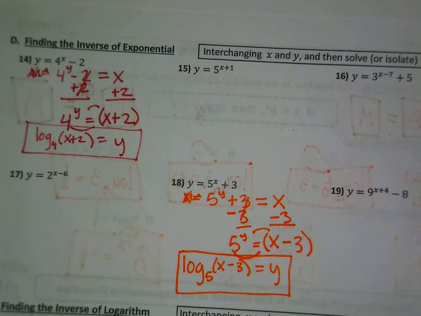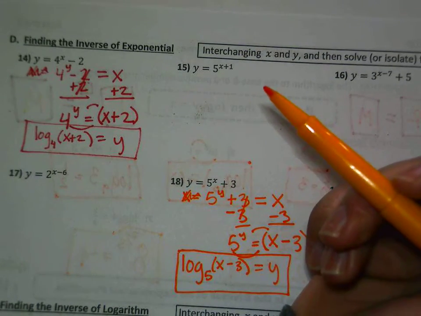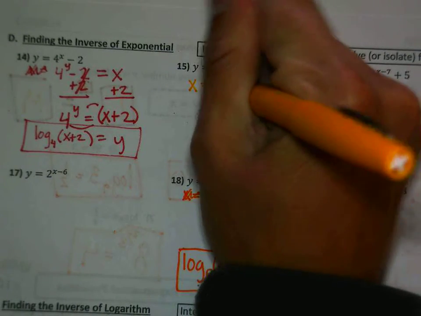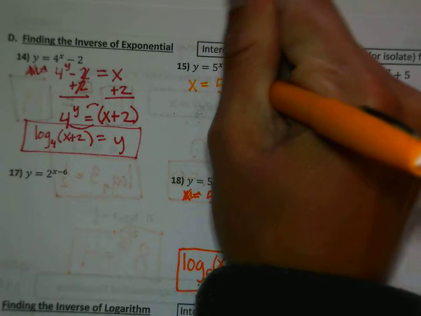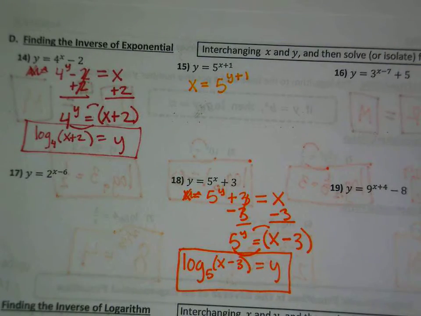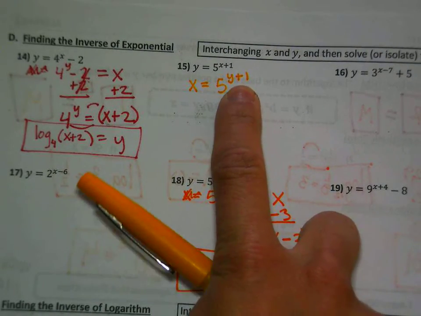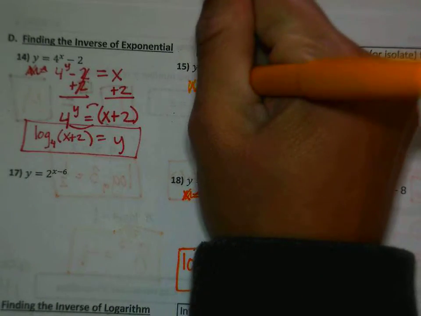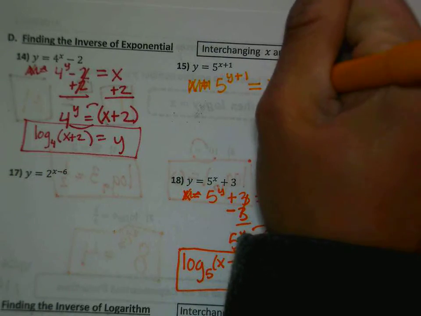All right, jump up to number 15. On number 15, we're going to start off the same way. The y is going to turn into an x. The x is going to turn into a y. And yes, this plus 1 is an exponent, so make sure it's all tiny. And then I don't like the x over here, so I'm going to put equals x right there.